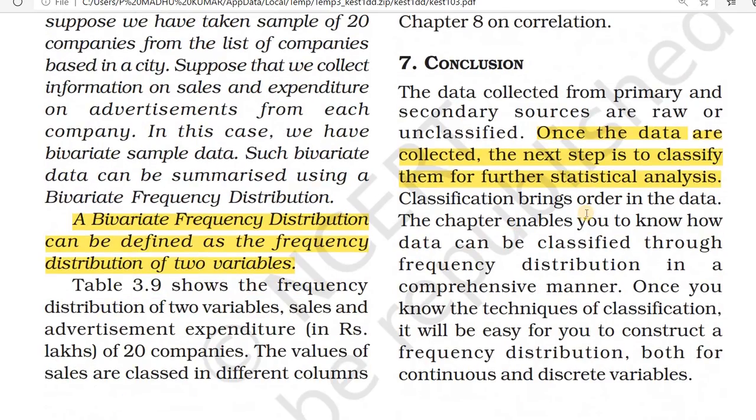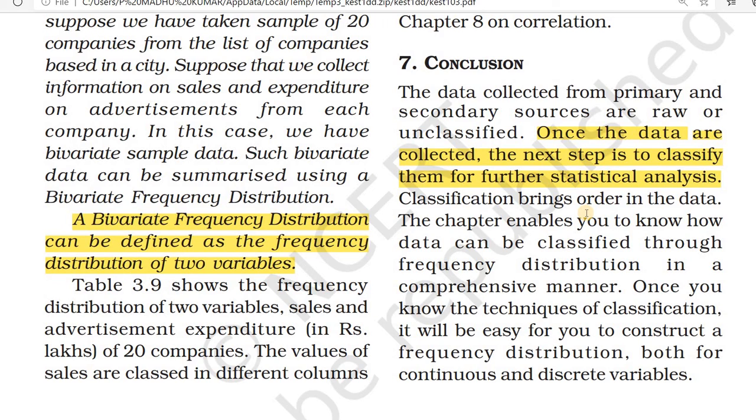Then we can reach a conclusion: once the data are collected, the next step is to classify them for further statistical analysis. Classification brings order to the data. That is the main thing. We know there are two types of data, primary data and secondary data. Primary data is collected through personal interviews, mailing questionnaires and telephone interviews. Secondary data means we collect it from some other sources.